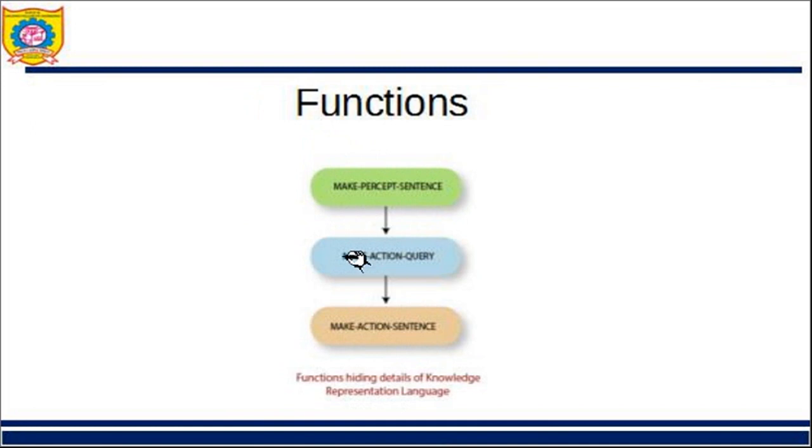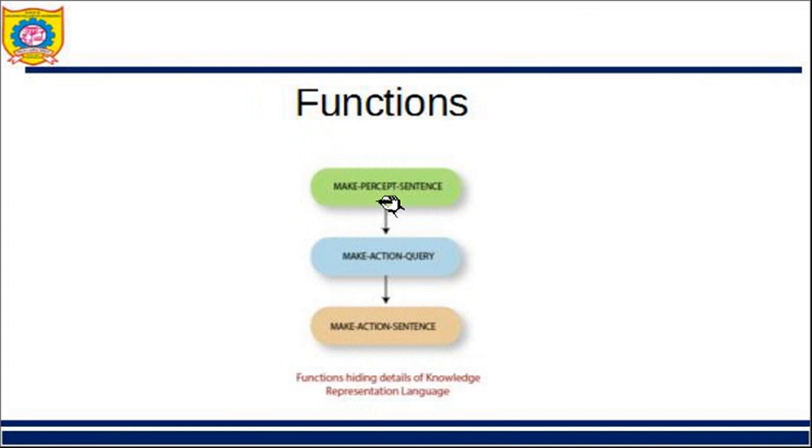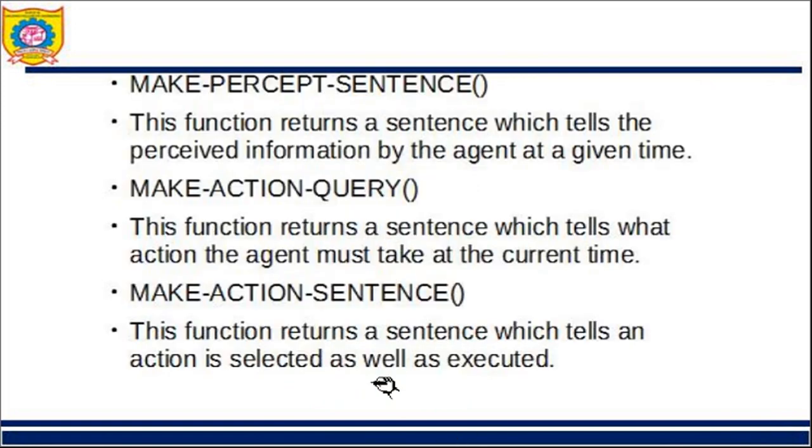Here functions are written with respect to it. The functions are make percept sentence, make action query, and make action sentence. Three things were there, right? It is telling, it is asking, and it is telling. In order to tell what I have perceived, the function is make percept sentence. The second function is make action query, meaning what action should I do, because this is a query. Thirdly, it tells what actions I have taken, so it is again a sentence with respect to action. In this fashion we have three functions.